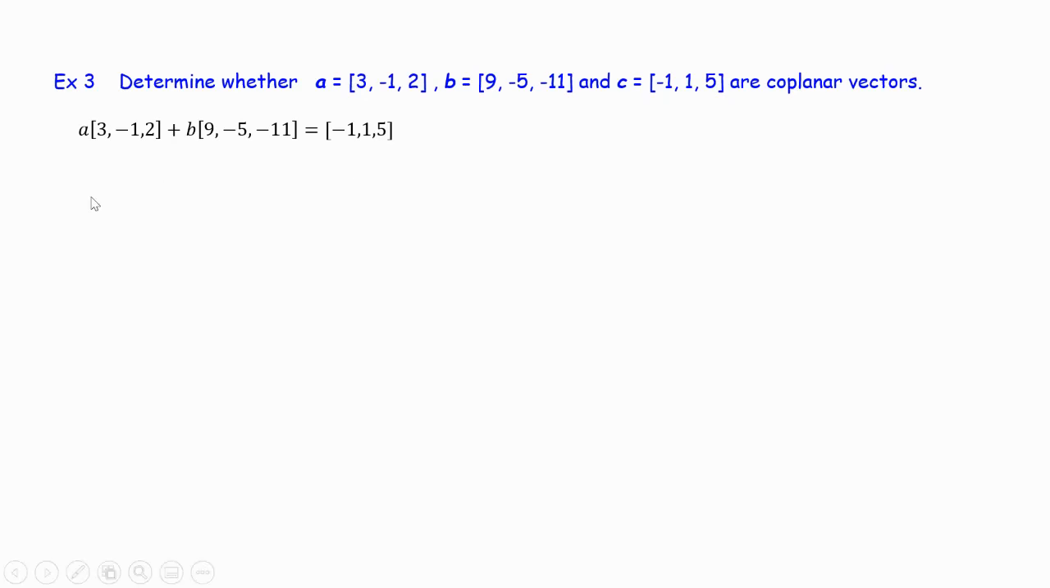All right? So we're going to do what we've done before. I'm going to take 3 times A plus 9 times B. All right, hopefully this makes sense. 3 times the A, 9 times the B, and set that equal to the minus 1. Now this is the Y coordinate. I'm going to take the A and multiply it by the minus 1, plus B times the minus 5. That should give me the Y coordinate in the third vector, which is equal to 1, right?